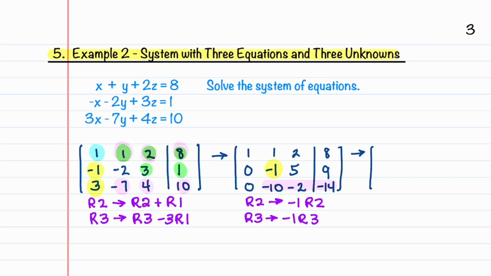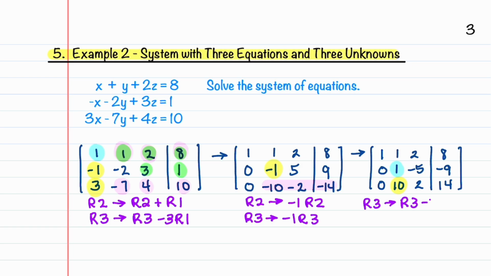Our top row is going to stay the same, 1, 1, 2, 8. Our second row gets multiplied by a -1, so we have 0, 1, -5, -9. And then our third row gets multiplied by a -1, and we have 0, 10, 2, 14. Now our job is to get that 10 equal to a 0, and we're going to use the 1 above that to do that. So our row 3 is going to become row 3 minus 10 times row 2.